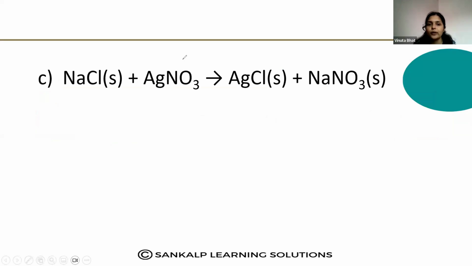Sodium chloride reacts with silver nitrate, and it forms silver chloride plus sodium nitrate. Try to balance this reaction. Sodium is the same, chlorine is also the same, silver is the same, and nitrate, NO3 and NO3, both are the same. So there is no need to balance this reaction. Already this reaction is balanced.